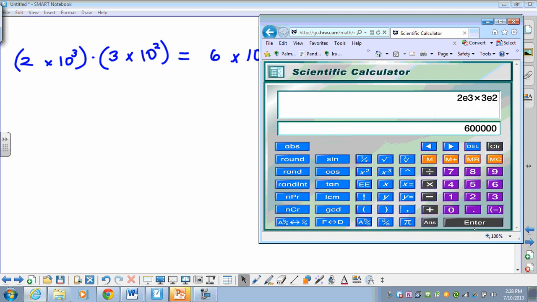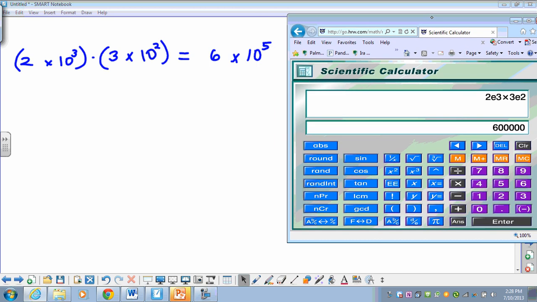Press enter. Now it looks like the answer is different, but it's really the same if you think about it. 6 times 10 to the 5 basically is going to have 5 zeros after the 6, and that's exactly what we see over here. So depending on the question, most of the time you'll likely leave the answer in scientific notation. So if you get this from the calculator, you would write it again as 6 times 10 to the 5, as we have it over here.